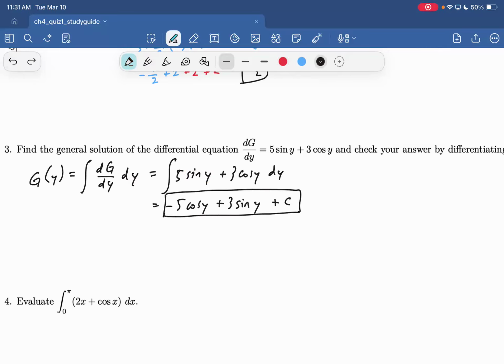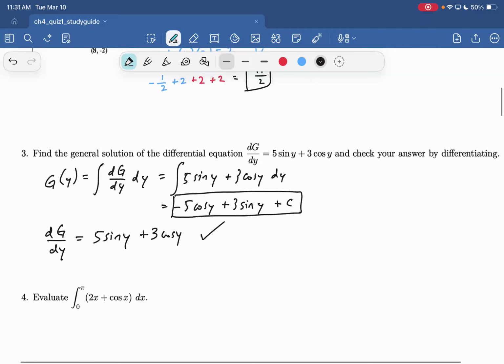And then we can check all this by differentiating g once again. So if we differentiate our answer here, we should get our original derivative. And indeed, the derivative of negative 5 cosine y is 5 sine y, because the derivative of cosine is negative sine. And then the derivative of 3 sine y is 3 cosine y. So we can confirm that indeed we have the correct indefinite integral.